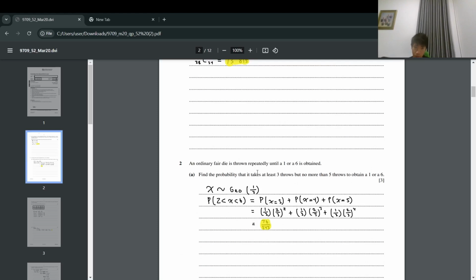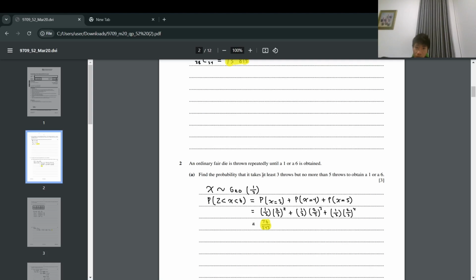Okay, for number 2. An ordinary fair die is thrown repeatedly until a 1 or 6 is obtained. A. Find the probability that it takes at least 3 throws, but no more than 5 throws, to obtain 1 or 6. Okay, as we can see from the first statement, it is a geometric distribution as the experiment is repeatedly done until it is a success. And the probability of success is 1 over 3, as obtaining a 1 or 6 on a die is basically 2 numbers out of the 6 numbers on a die, which is the same as 1 over 3.